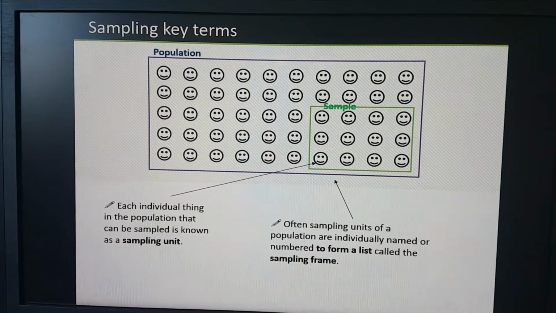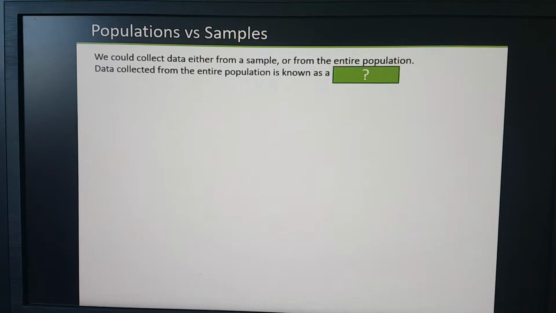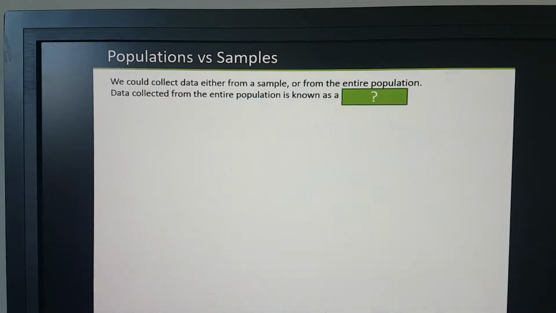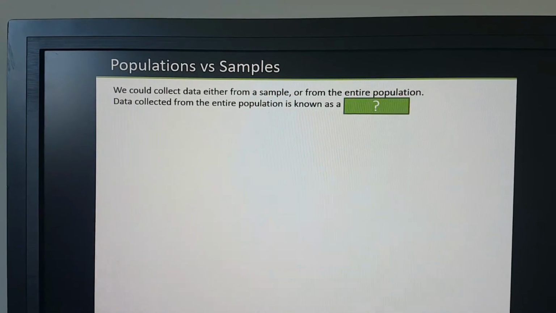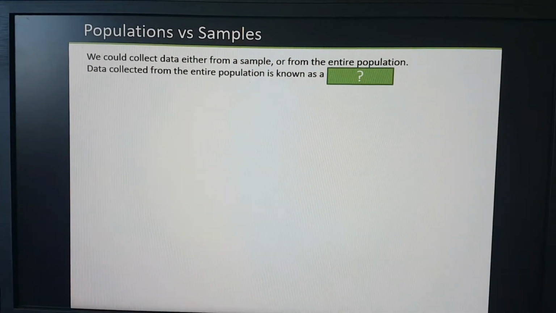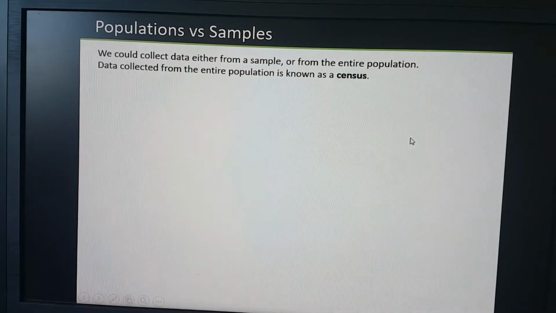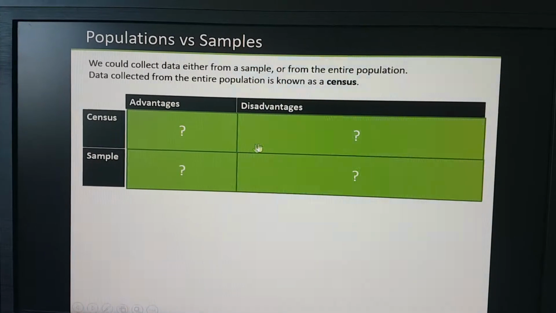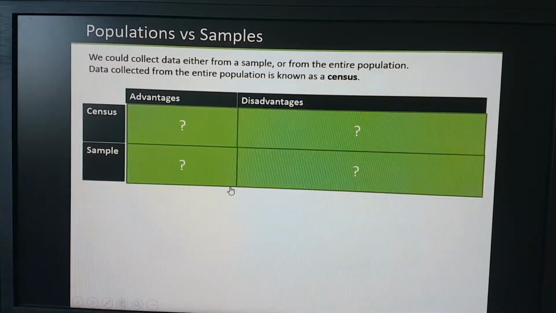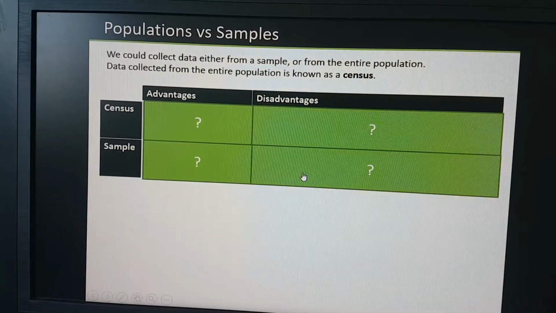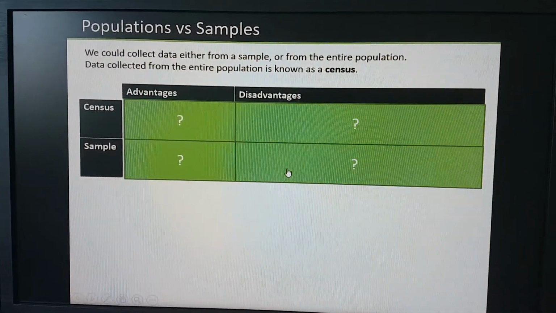So population and samples. If we're talking about the entire population, the data collected from the entire population is called a census. We know it from what we do. So the advantages and disadvantages of census and sample, those are things that we need to know. You don't need to know them by heart, but they are like common sense.